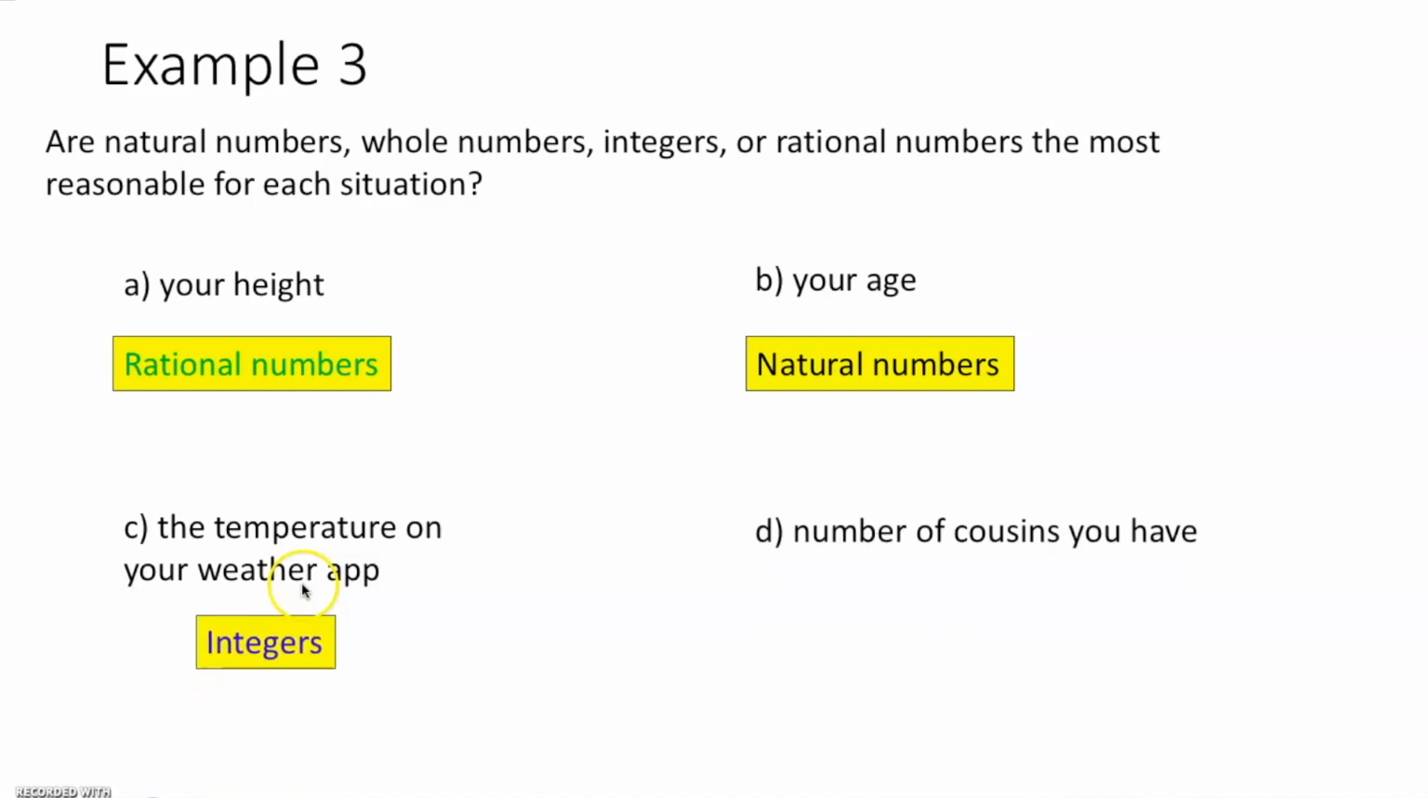And then the number of cousins you have. You can have 0 cousins. You can also have 1, 2, 3, 4. You can't have negative cousins, and you can't have fractions of cousins. So we're going to say that whole numbers would probably be your best bet.